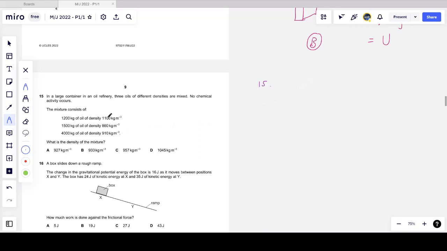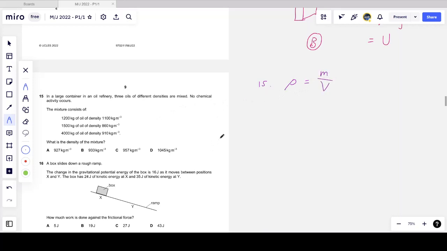Now, there's a temptation here to take the 3 densities and then find the average, and then the average is guaranteed to be one of the options here. I think if you calculate the average, you get 933. The temptation is just to take the average of densities. Obviously, the mixture will have the average density, but that's not the case. Remember, density is mass over volume.